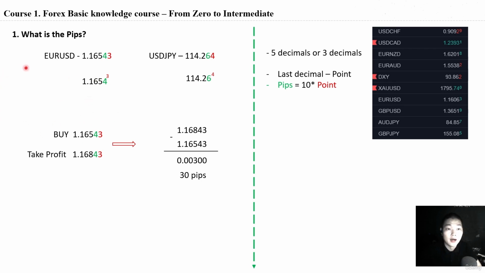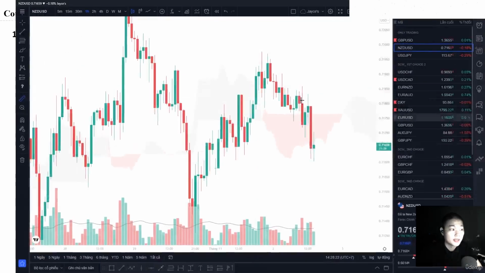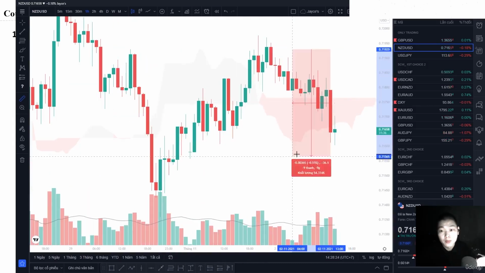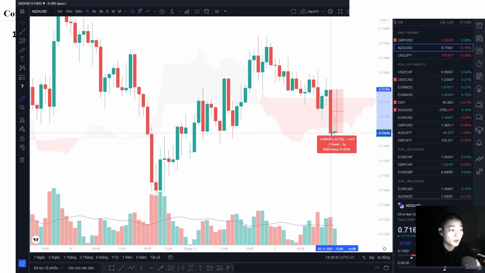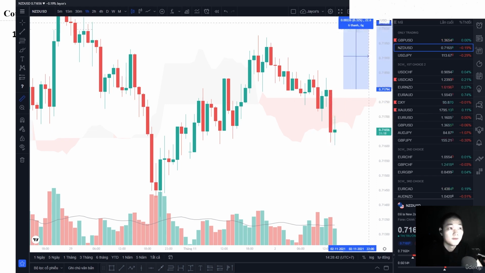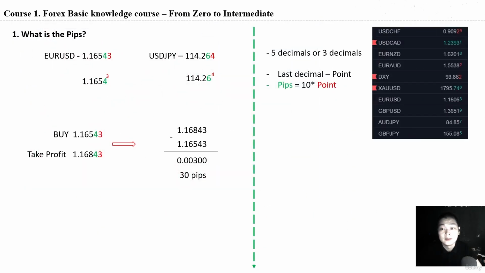For example, here is a price chart you can see here, and when the price moves sharply like this, you can calculate how many pips the price moved. So let's see, I will calculate here, and this candle shows you that in 1 hour the price went down 15 pips. This is the function of the pips.